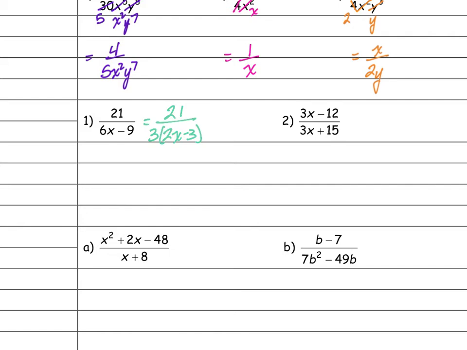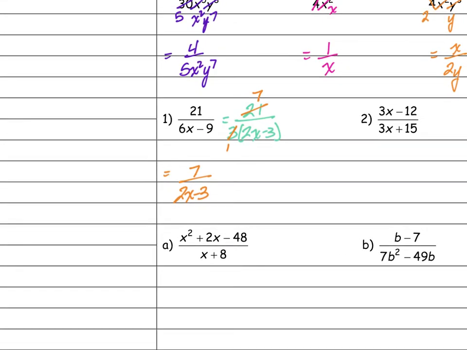And now I believe 3 goes into 3 1 time and into 21 7 times. Is that right? Yeah. So I should get 7 over 2x minus 3. And remember, when you're putting this into the chat, if you put something like this into the chat, it should be 7 divided by parenthesis 2x minus 3 because it's divided by the whole thing. Okay? Just wanted to put that out there.